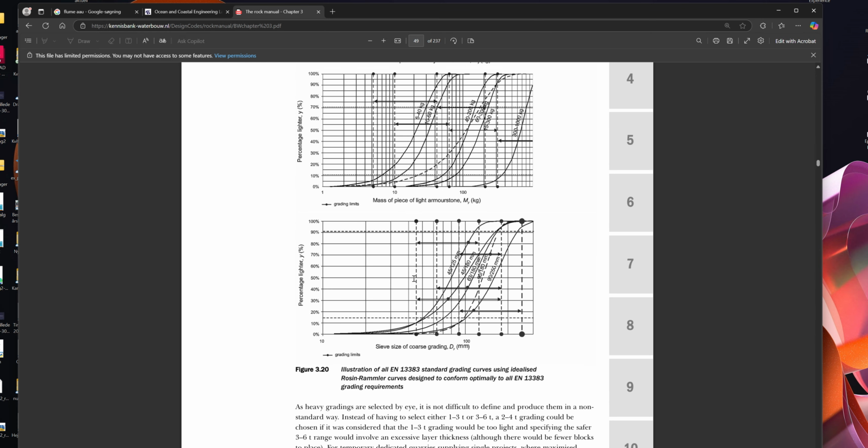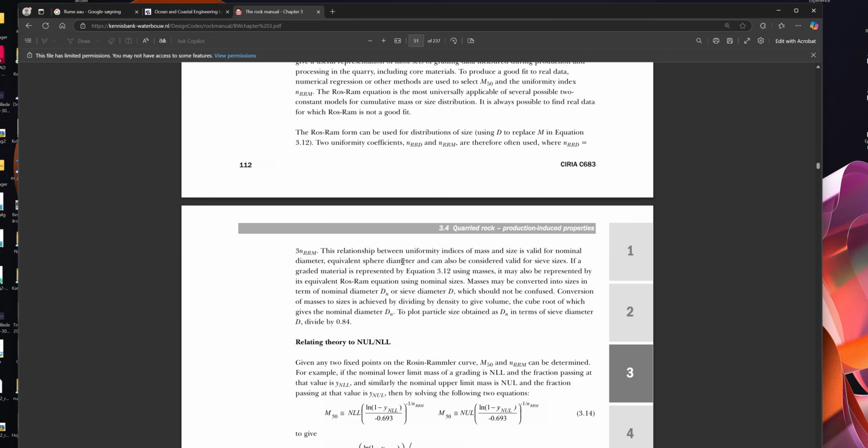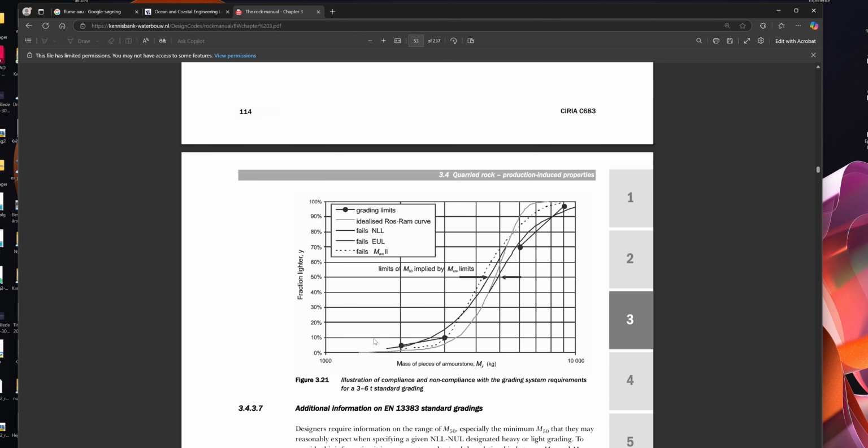Yes. And as you can see, they typically will spread somewhat in this regard. And also if we go further down below, you can see that we typically will set up some boundaries, and inside of that, this ideal Rosin-Rammler curve will lie. It's the gray line here. And so this is what I've done today.